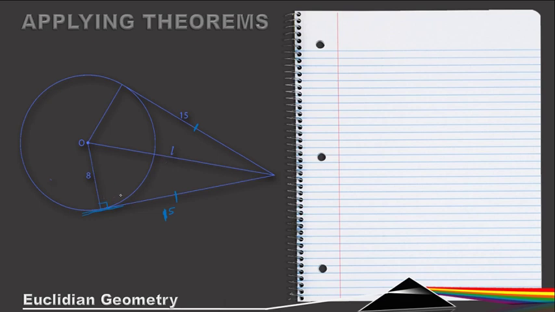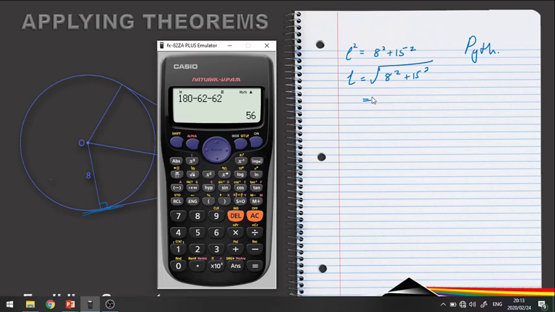So in that case, we can use Pythagoras. So therefore, L squared will be equal to 8 squared plus 15 squared. And we're using Pythagoras, and then we can just solve for L. That's the square root of 8 squared plus 15 squared, which is equal to 17.